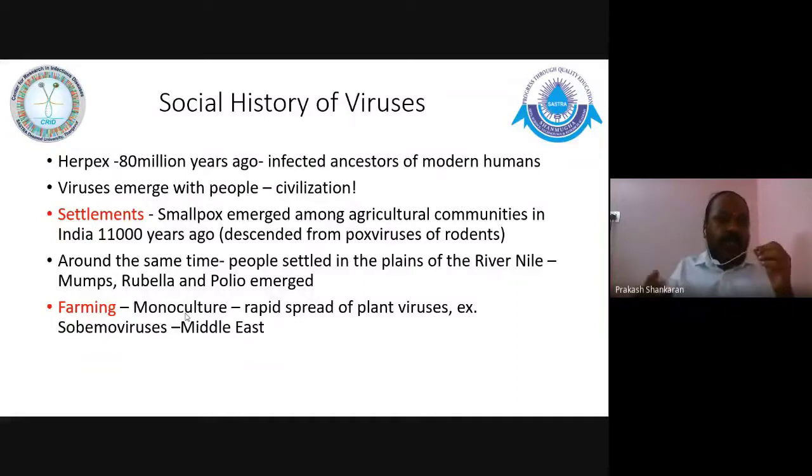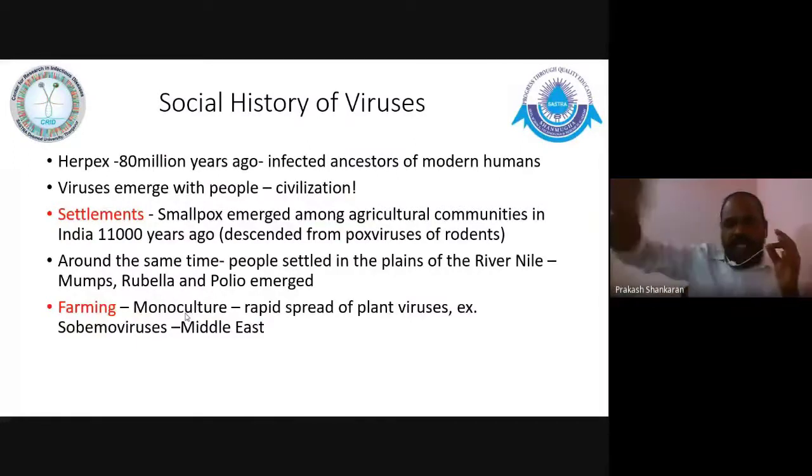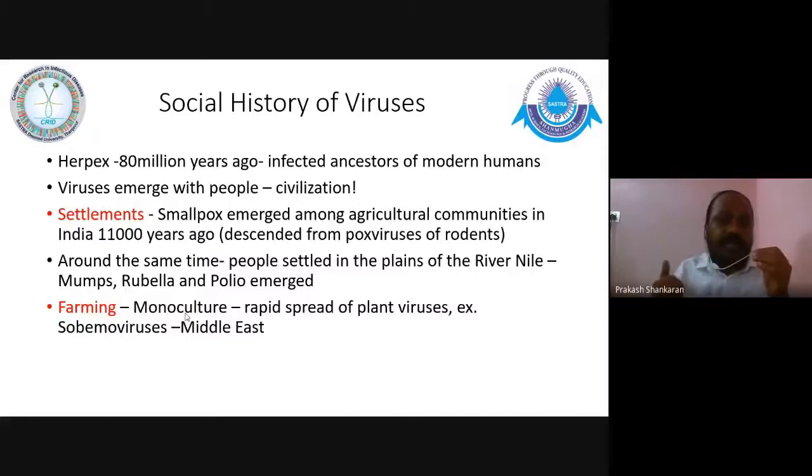That's the limiting force. But when we started farming, we started to cultivate a single plant in a huge area. Rice cultivation, paddy cultivation, maize cultivation, potato, tomato, whatever it is, in the huge area, only one plant is grown. That's a fantastic time for the emergence of different plant viruses. The plant viruses rapidly spread in that monoculture. For example, the SOBIMO virus, southern bean mosaic virus. SOBIMO viruses emerged at this time in the Middle East.